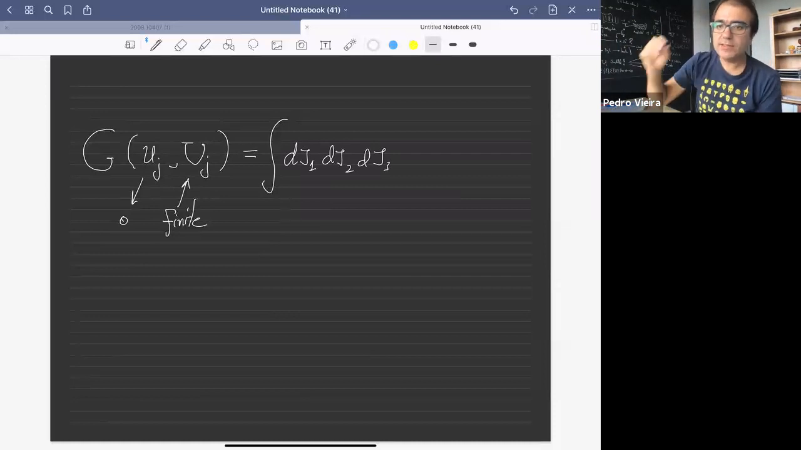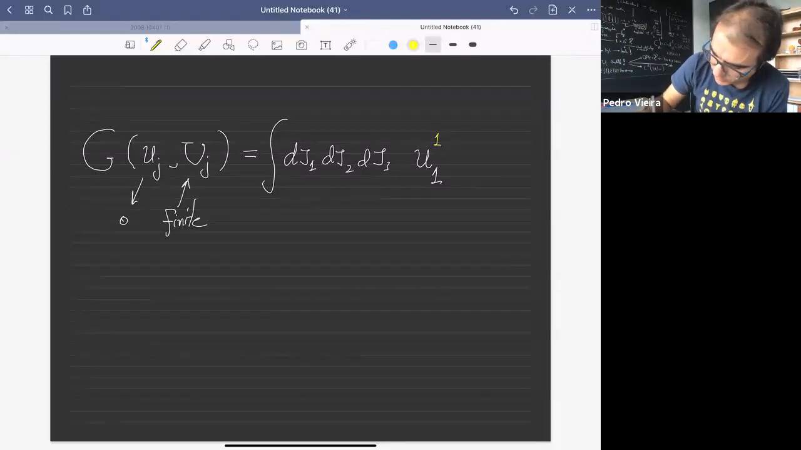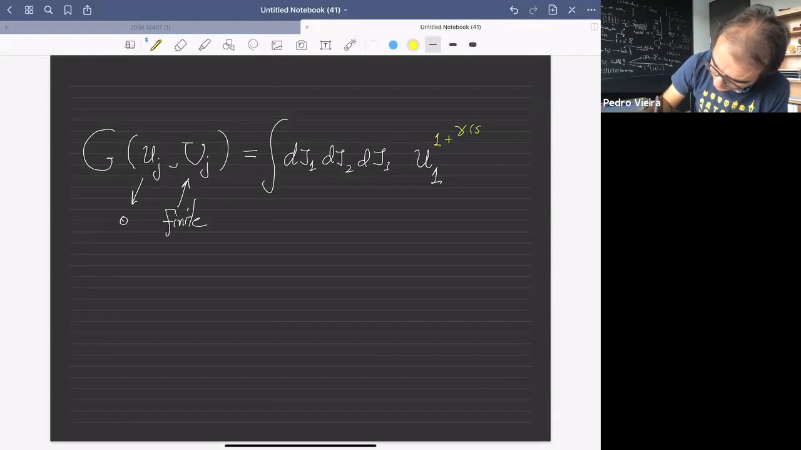Then what I'm saying is that leading twist dominates. How does it show up? It shows up by having U1. Remember, U1 went to 0. So there will be some U1 here raised to the power of the twist, or it turns out it's half of the twist. So it will be 1 plus gamma of spin. I'm using S for spin.